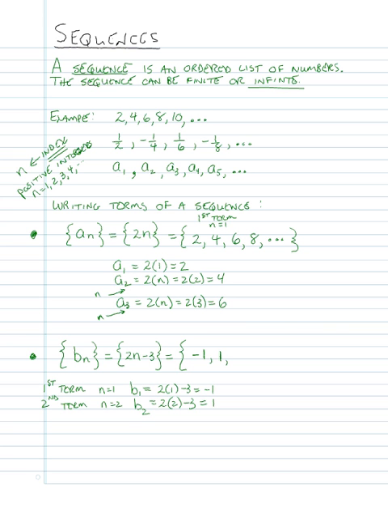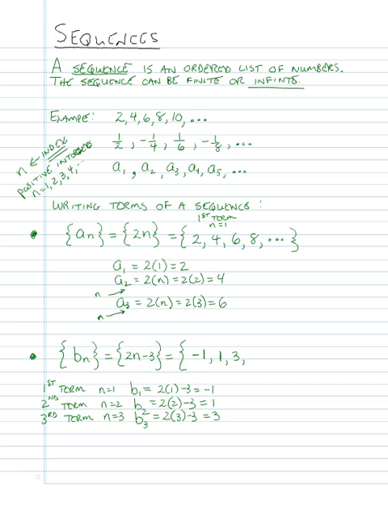And then if we wanted to know our third term, well, how would we calculate our third term? Well, the third term is when n is equal to 3. So we're talking about the third term, which we call b subscript 3, b sub 3. And how do we calculate it? Well, it's 2 times our n value, which is 3, minus 3. And in this case, what is that, 6 minus 3? That's a 3.